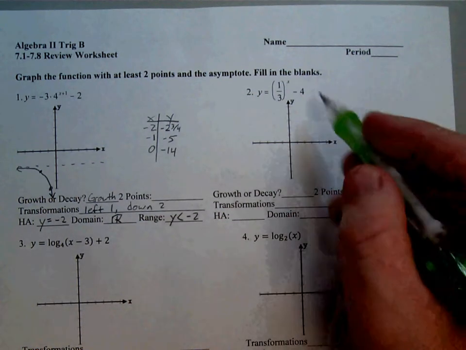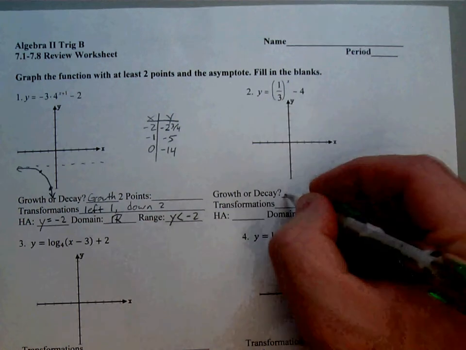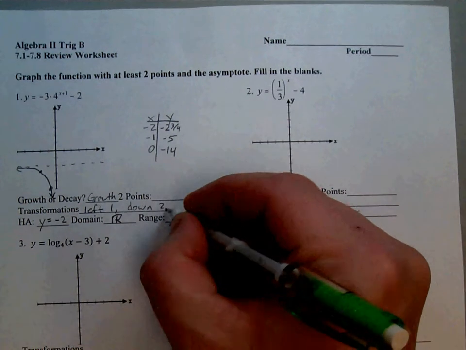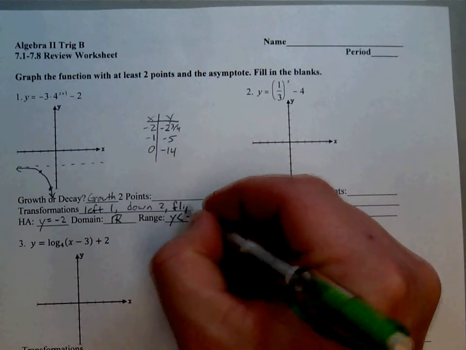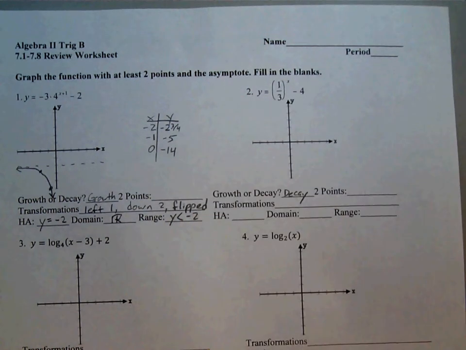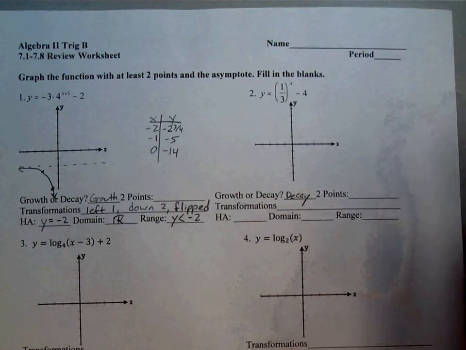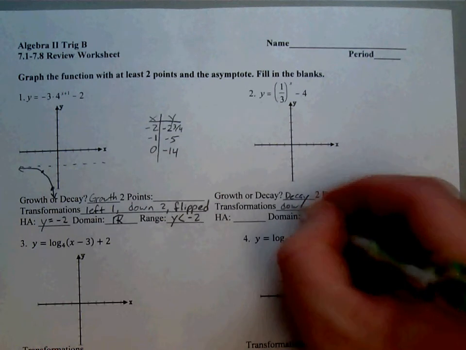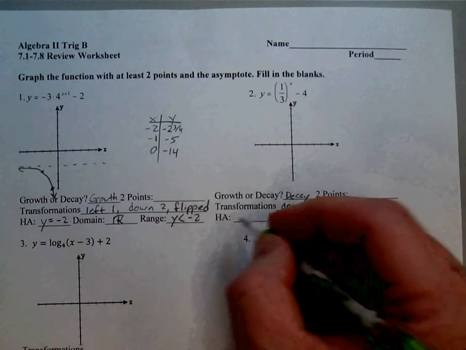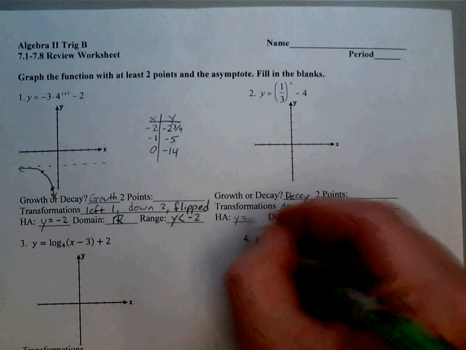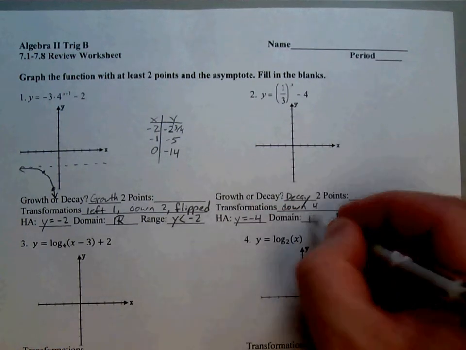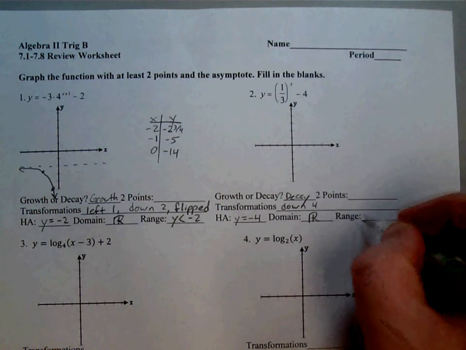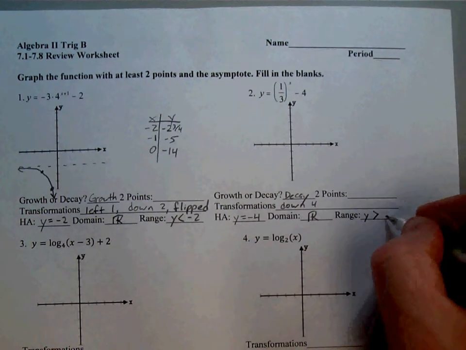Next problem, that's less than 1, so it's decay. I could have also said on the transformations, I probably also should have said flipped since that a value was negative. Flipped across the x-axis, I just don't have that much room. Back to this one, transformations, this one's going down 4. So horizontal asymptote is y equals -4. Domain would be all reals. The range, this is going up, so y is greater than our -4.